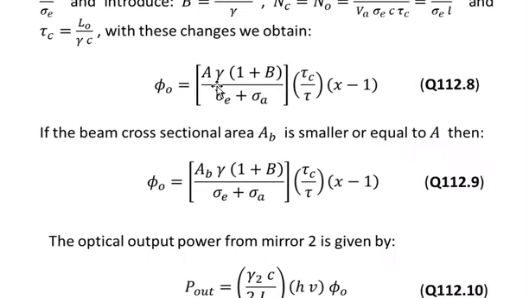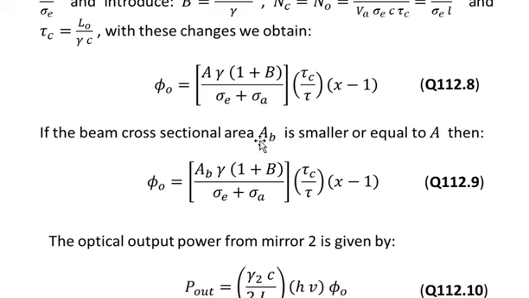So phi naught is equal to A times gamma, and within parentheses we have 1 plus capital B. This whole numerator is divided by sigma E plus sigma A, and then outside this square bracket we have a parenthesis containing tau C over tau, and then another parenthesis containing X minus 1.